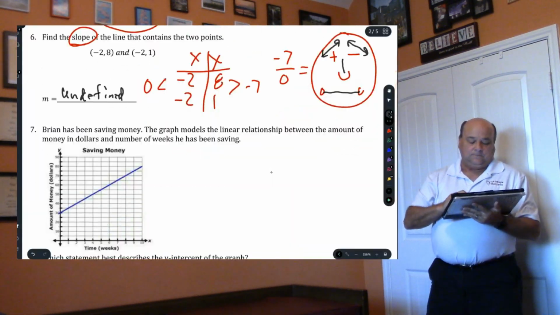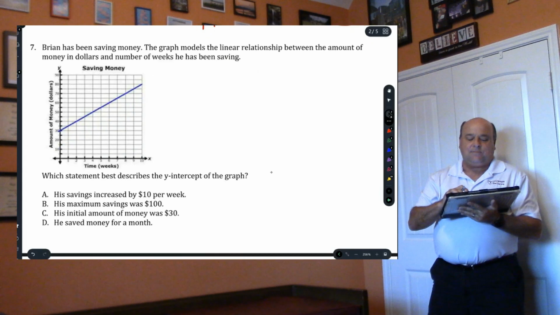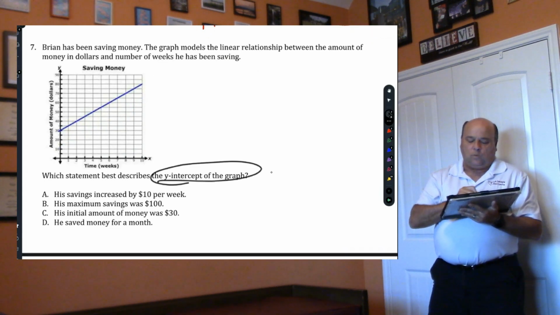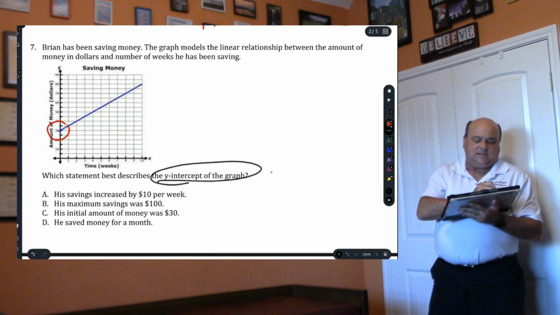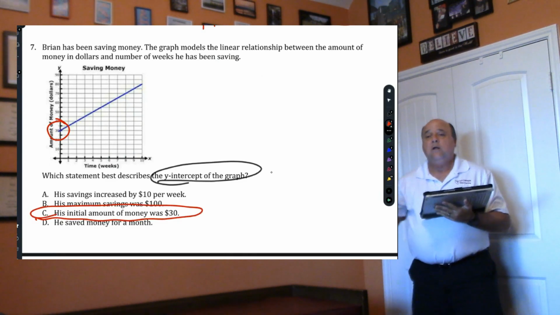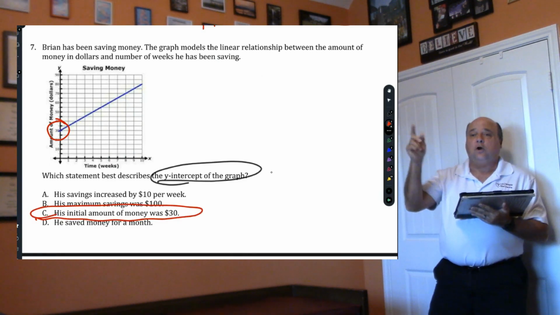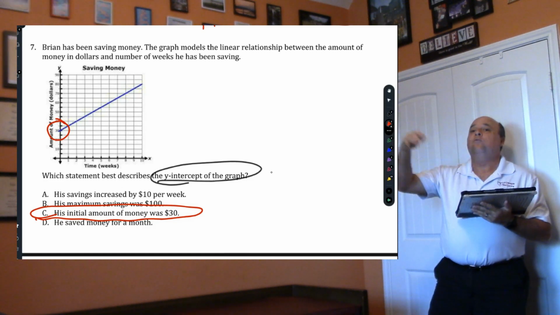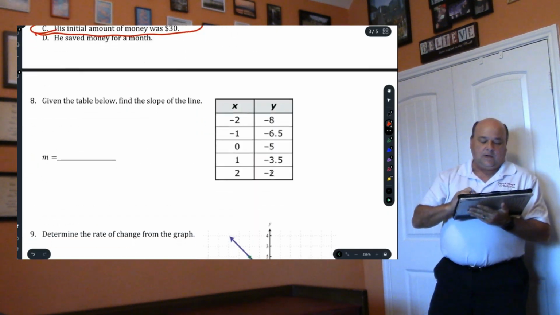Let's go to the next one. Okay, this is the same thing as the other problem. It wants the y-intercept of the graph, and it's still 30 bucks. So the initial amount of money was $30. The y-intercept is your starting amount or the initial amount, whatever you're dealing with. Let's go to number 8.